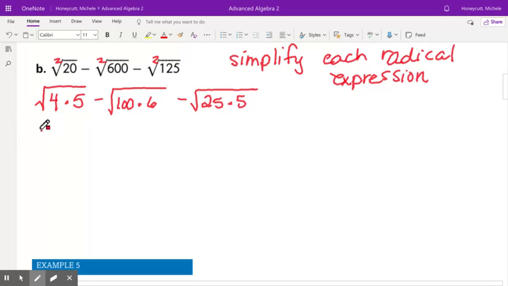Then I'll simplify each part. The square root of 4 is 2, so 2 square root of 5, minus the square root of 100 is 10, 10 square root of 6, minus the square root of 25 is 5, square root of 5.